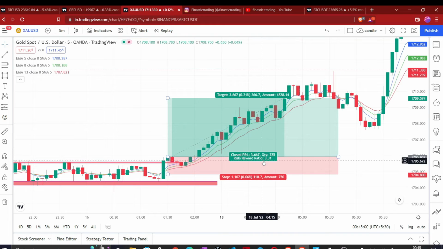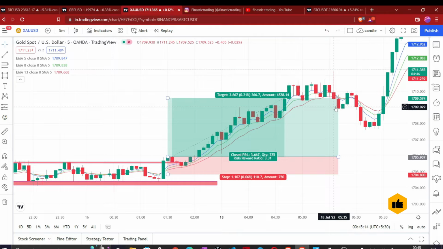So look at the risk reward ratio, guys, 3.31. Initially this is the stop loss, but you keep trailing the stop loss. As soon as the price closes below the red line, we exit. In this case it closed over here, sorry, over here. This is where you exit.